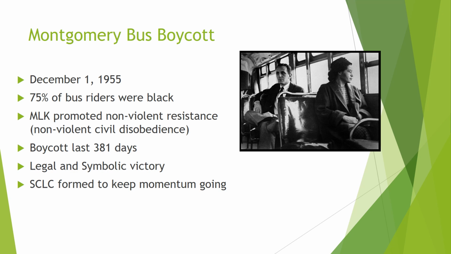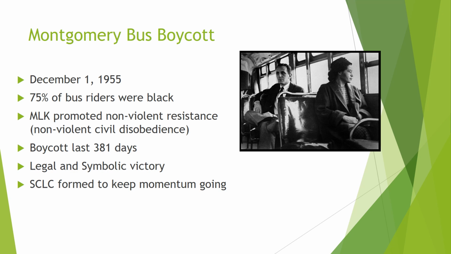So the decision is made that bus riders are going to boycott the bus system as protest. A boycott is a way to put economic pressure on an entity to make them change their policies. And because 75% of the bus riders in Montgomery were Black, the city would no longer be earning that revenue. So people found all sorts of creative ways not to ride the bus. They carpooled, they walked. They set up impromptu taxi services. And throughout the next year and change, the boycott really weighed heavily on the city of Montgomery.